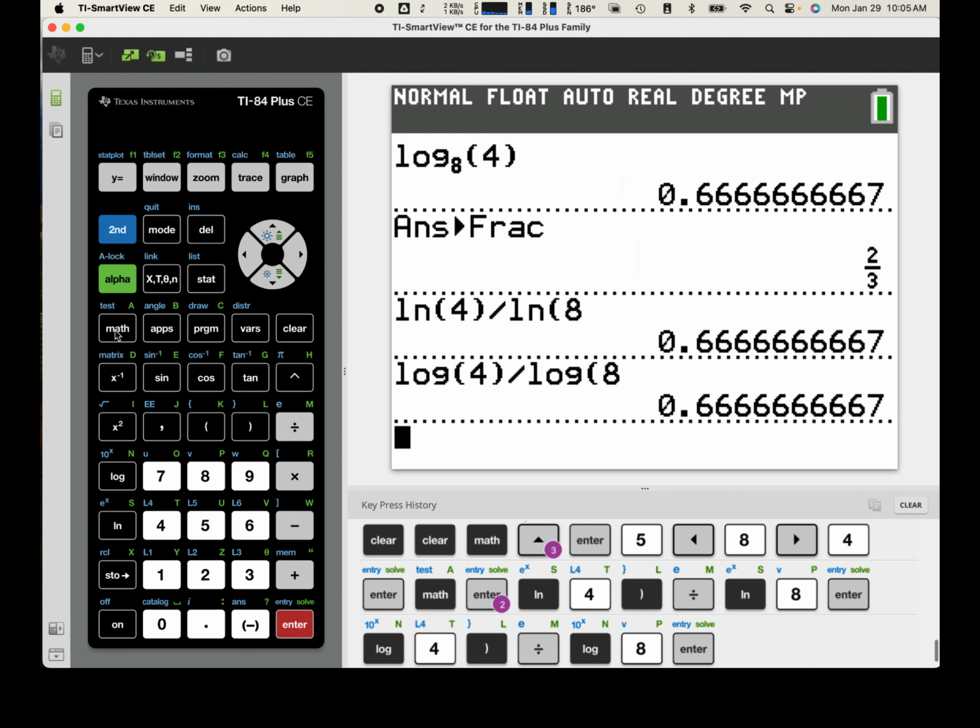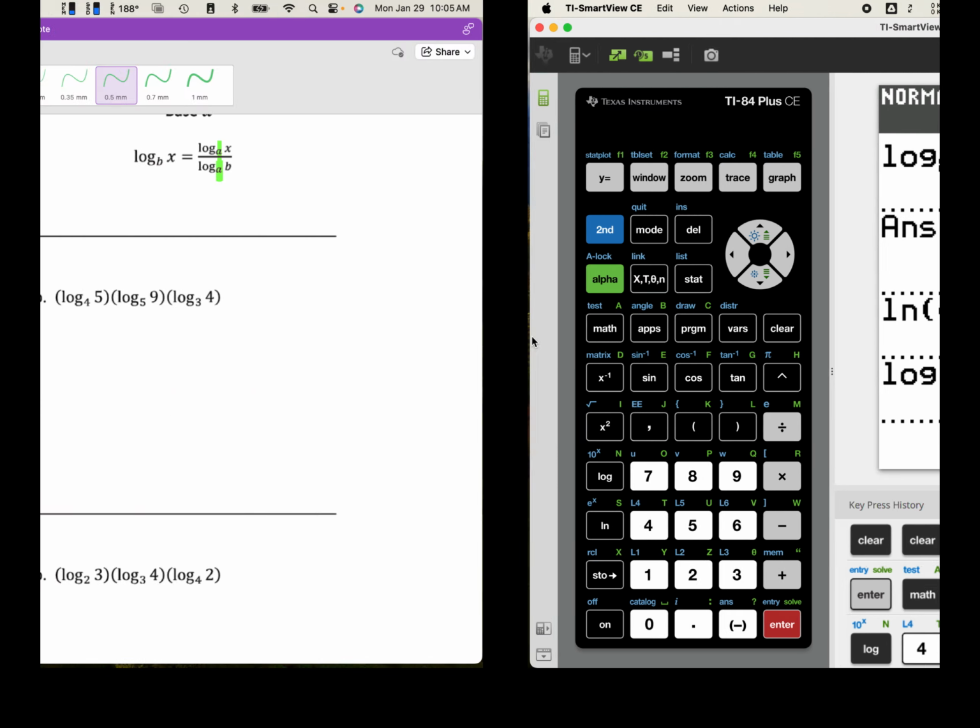If your calculator is old enough and it doesn't have log base, you can, number one, try to make a program that will do it for you, which I can help you with if you need, or you can just learn the change of base, which you need to know anyway, and you would just do what I did here. So if you had to do log 8 of 4, I would just do ln 4 divided by ln 8.